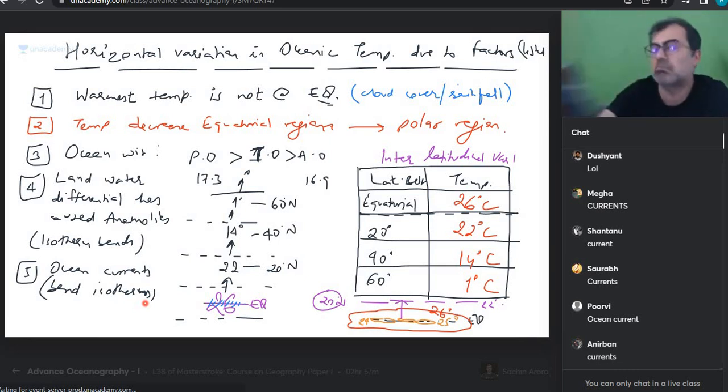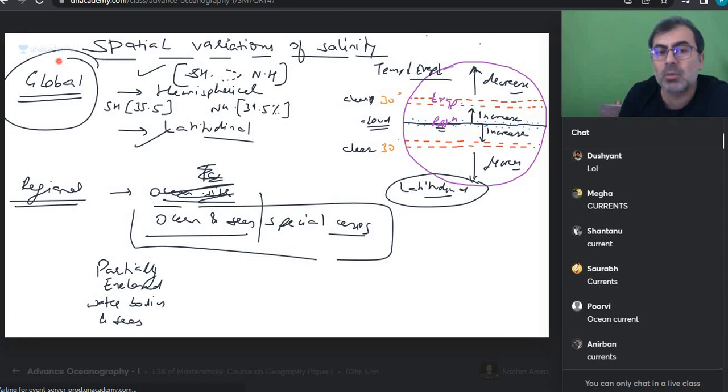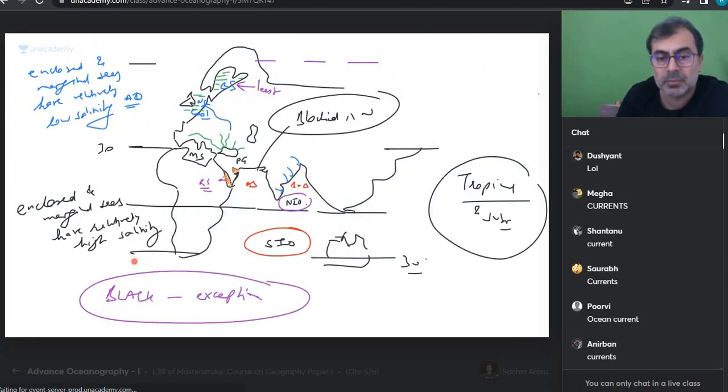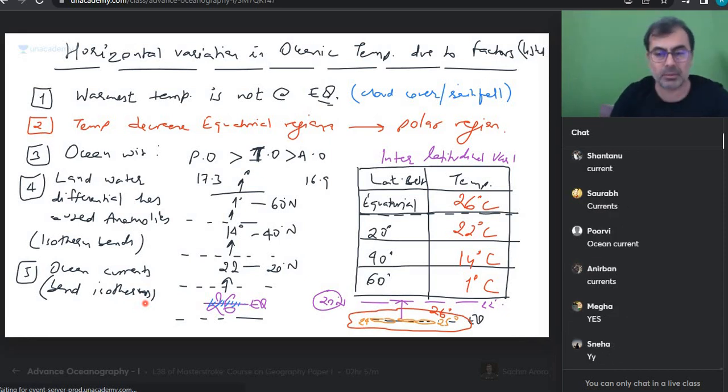So ये क्या हो गया? Global macro trends. These are the global trends of temperature. अगर जैसे सैलिनिटी में किया था ना, सैलिनिटी में what was the structure? First talk global, then go regional. Have I talked global for temperature? Is everyone comfortable? चलिए एक स्लाइड भी दिखाते हैं.